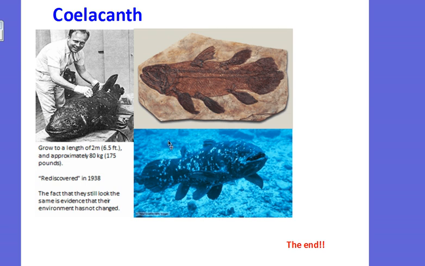Because in most instances, organisms, if their environment changes, they either adapt or change to survive in that new environment, or they go extinct. So the fact that this organism hasn't changed very much indicates that the environment that it lives in has not changed a huge amount over time.